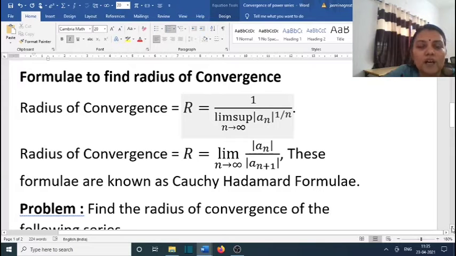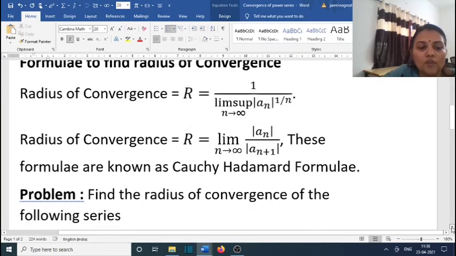Radius of convergence R is equal to 1 by limit supremum as n tends to infinity of |a_n|^(1/n), and we have one more formula, limit as n tends to infinity of |a_n| by |a_(n+1)|. These formulae are known as the Cauchy-Hadamard formulae.